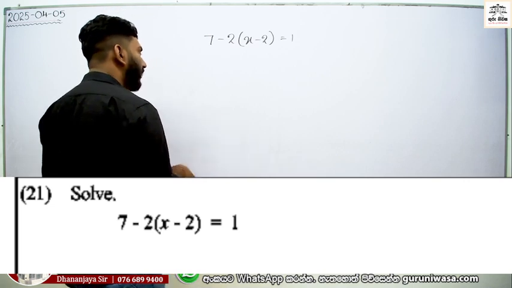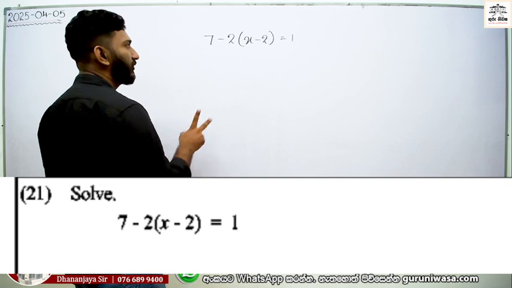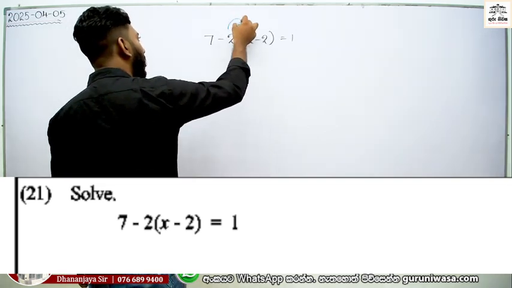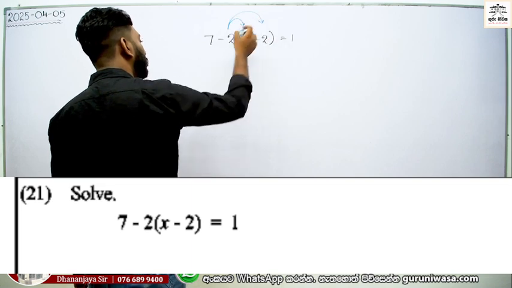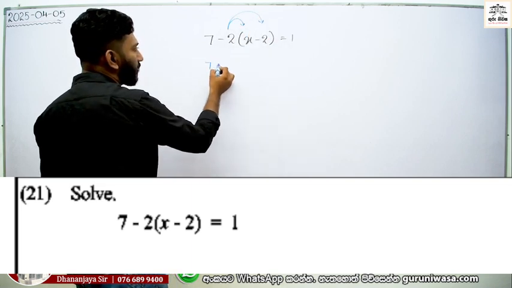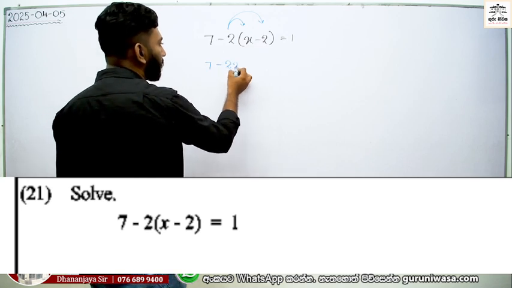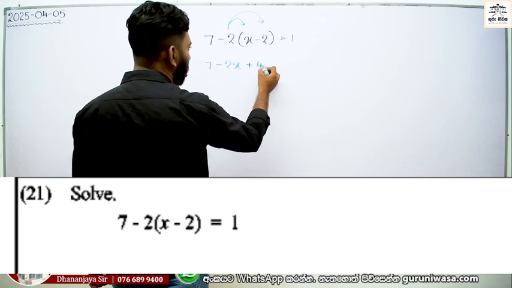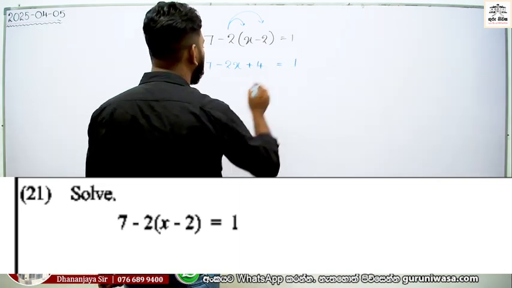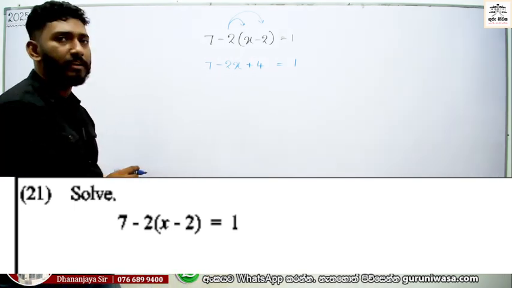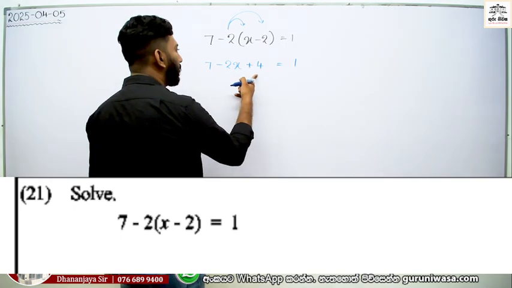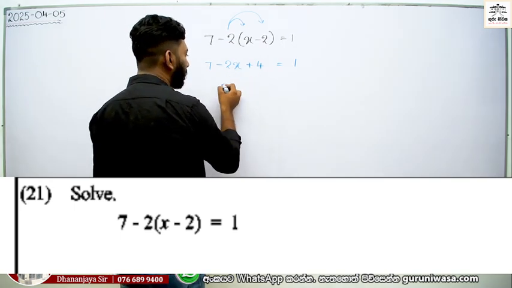Someone can do this in different ways. I will show you two methods. The first method is expanding. 7 minus 2x, minus into minus becomes plus 4, equals 1. And now simplify the left hand side. 7 and 4 becomes 11.